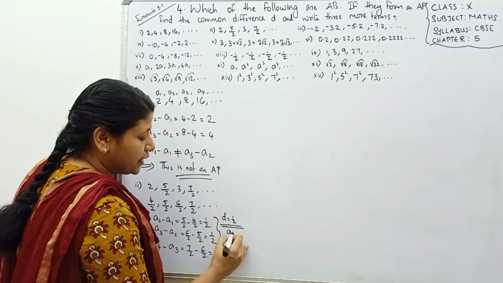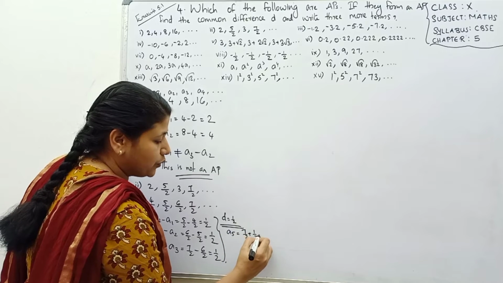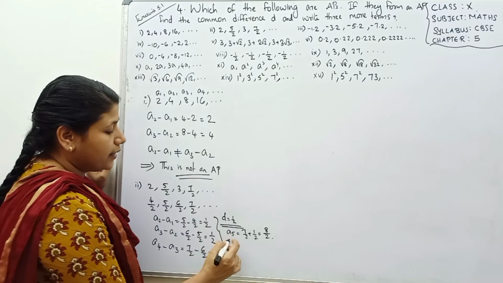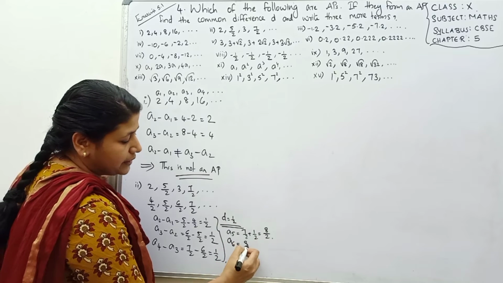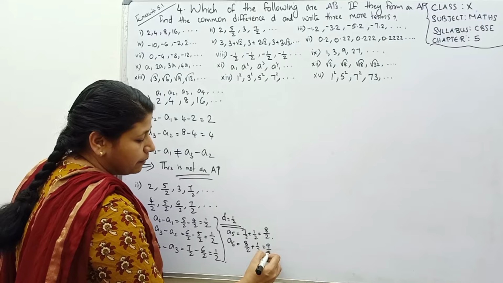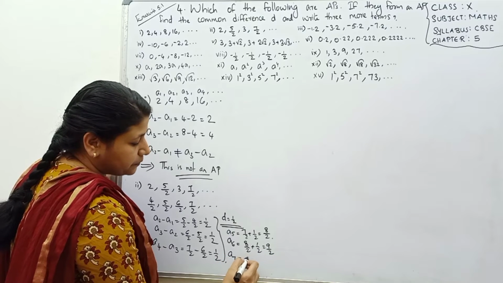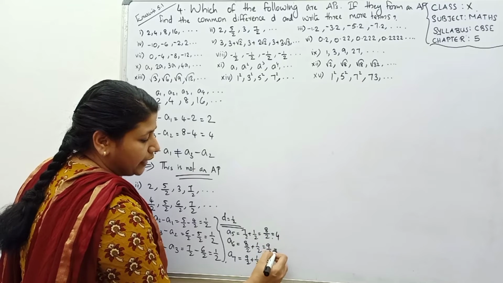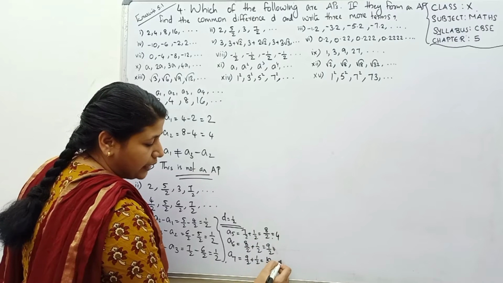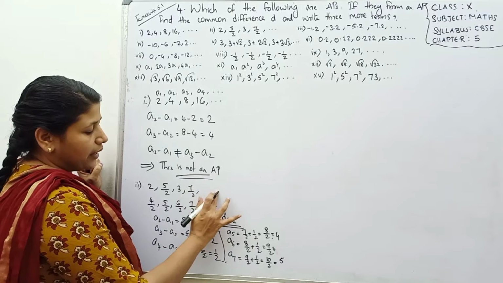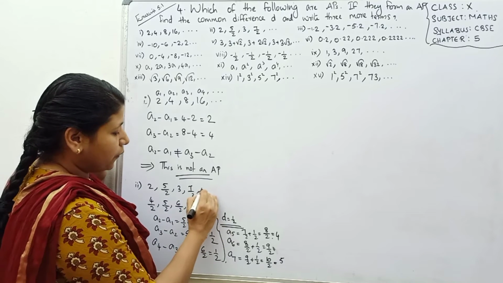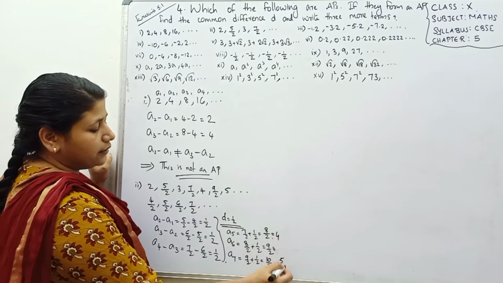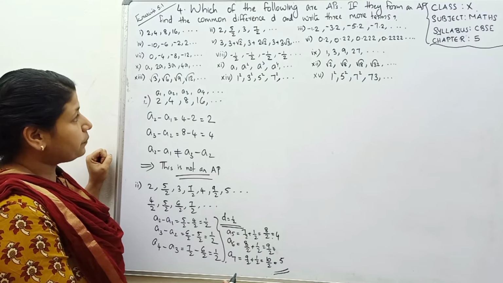If D is 1 by 2, we have to find the next terms after A1, A2, A3 and A4. Then A5 is 7 by 2 plus 1 by 2, 7 plus 1, 8 by 2. We just add the common difference to the previous number, isn't it? And A6, the sixth term, is 8 by 2 plus 1 by 2, which is 9 by 2. And A7 is 9 by 2 plus 1 by 2, which is 10 by 2. In this case 8 by 2 is 4, 9 by 2 we can write as 9 by 2 itself, and 10 by 2 is 5. So the next terms, we can continue like this: 4, then 9 by 2, then 5, and so on. So these are the next 3 terms of this sequence.